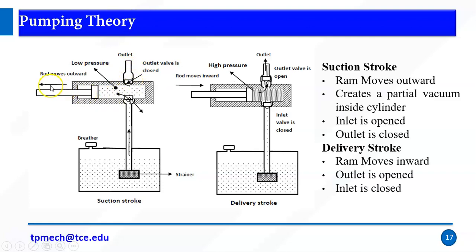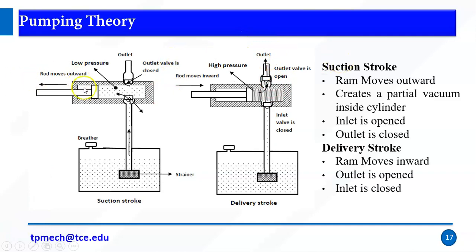Now the ram moves inward, right? So for the delivery stroke, the ram moves inward. The inlet port is closed, but the outlet port is open. So whatever liquid is present inside the cylinder will move through the outlet. The outlet valve is open, so it will move.